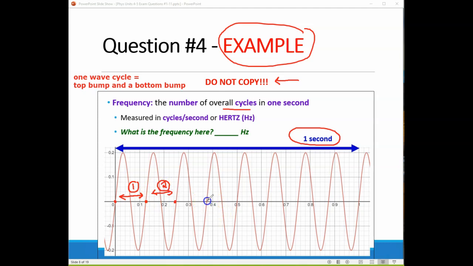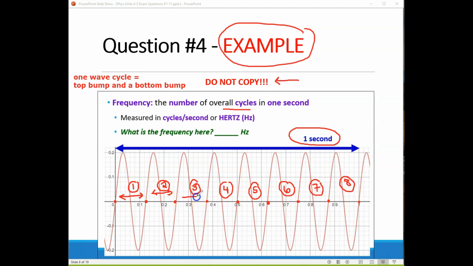Again, top and bottom, here we go. Here's my third wave. Top and bottom, here's my fourth wave. Here's my fifth wave. Sixth wave. Seventh wave. And eighth wave, all the way to 1 second.